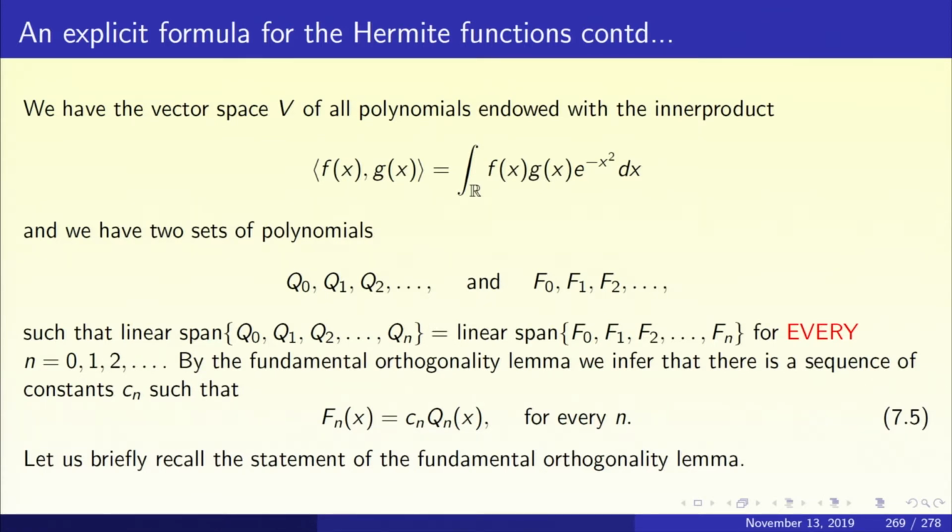So, what does it mean? It means the linear span of q0, q1, q2, ..., qn is the same as the linear span of f0, f1, f2, ..., fn for every n running from 0 to infinity. So, by the fundamental orthogonality lemma, we infer that fn(x) must be a multiple of qn(x), namely fn(x) must be equal to cn times qn(x) for every n equal to 0, 1, 2, 3, etc.